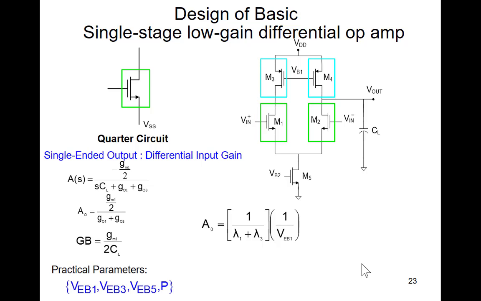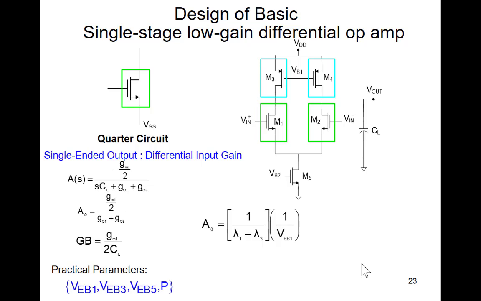Well, if you put in the practical parameters, Gout is equal to lambda IDQ, and GM is 2 IDQ over VXS bias of the first transistor, so IDQs cancel, and you can show that the gain is 1 over lambda 1 plus lambda 3 times 1 over VXS bias 1. Can we make any observation about this expression? It's pretty simple. And it separates process parameters from architecture parameters, as we observed for the quarter circuit.